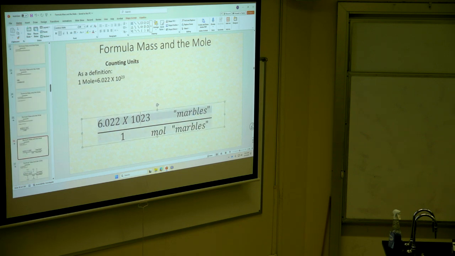All right. And I'll use marbles as the example again. So this is just like that page where I had 12 marbles over 1 dozen marbles. But now it's this giant number of marbles over 1 mole of marbles. So it's already looking difficult because this just makes it look even more difficult.